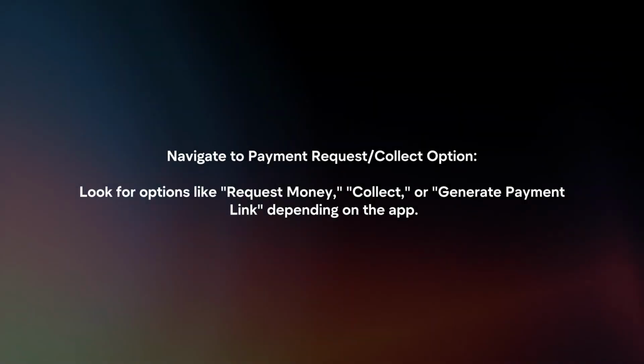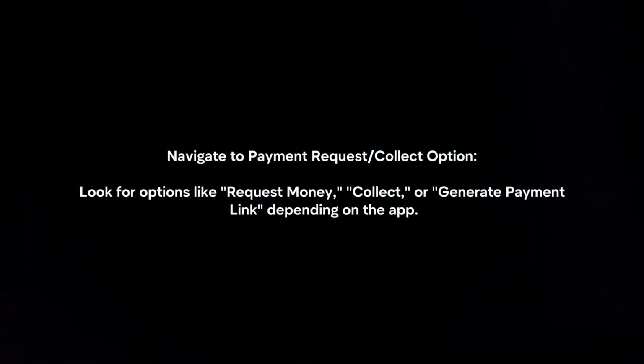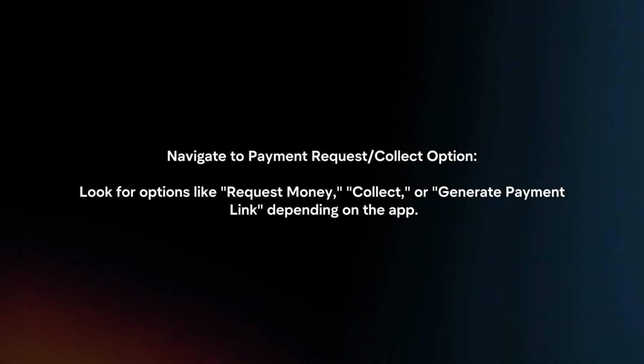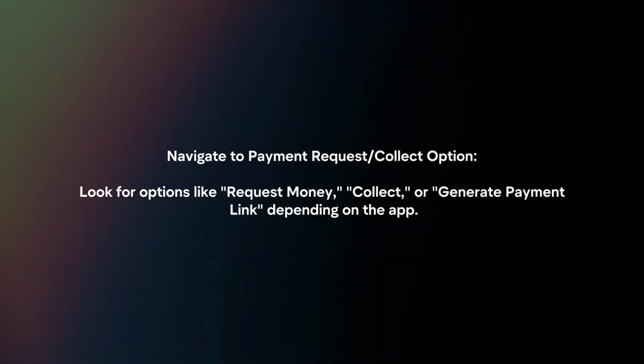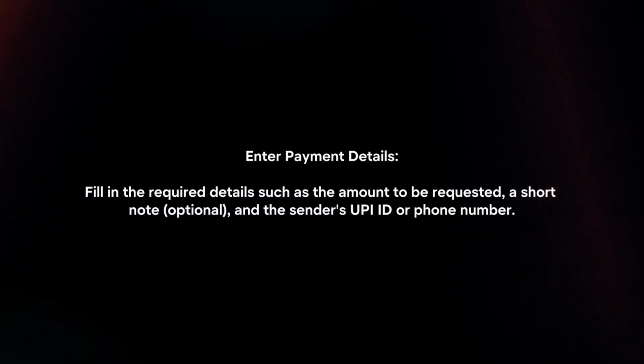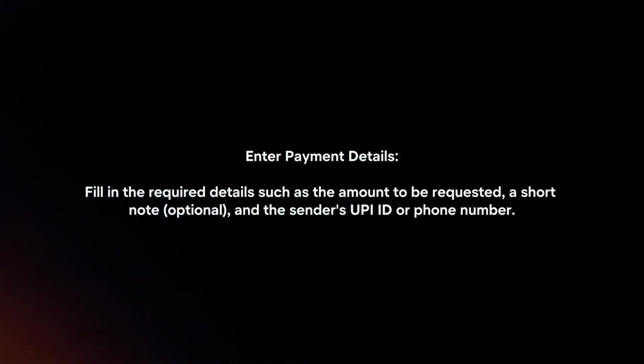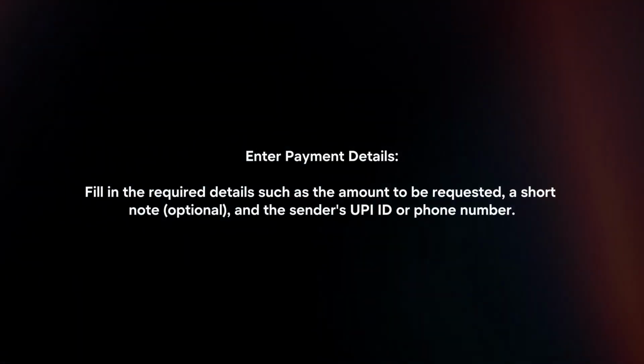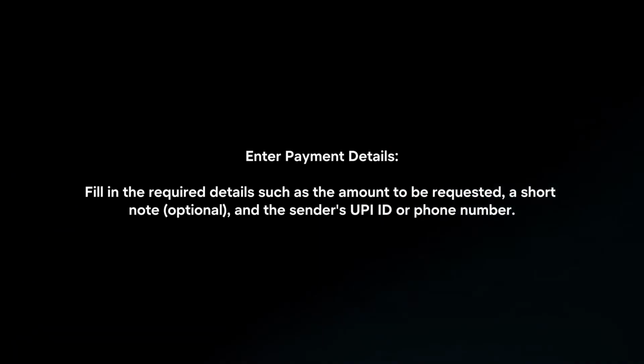Navigate to Payment Request or Collect option. Look for options like Request Money, Collect, or Generate Payment Link depending on the app. Enter payment details. Fill in the required details such as the amount to be requested, a short note, and the sender's UPI ID or phone number.